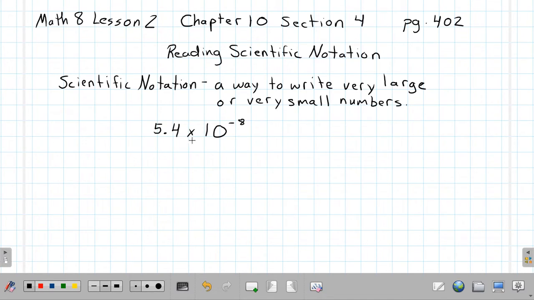So the very first thing that I want to point out here is this x. Now later on, you're going to see x being used as a variable when we start solving equations and solving inequalities. But I do want to point out that the x in this case does in fact mean multiplication.